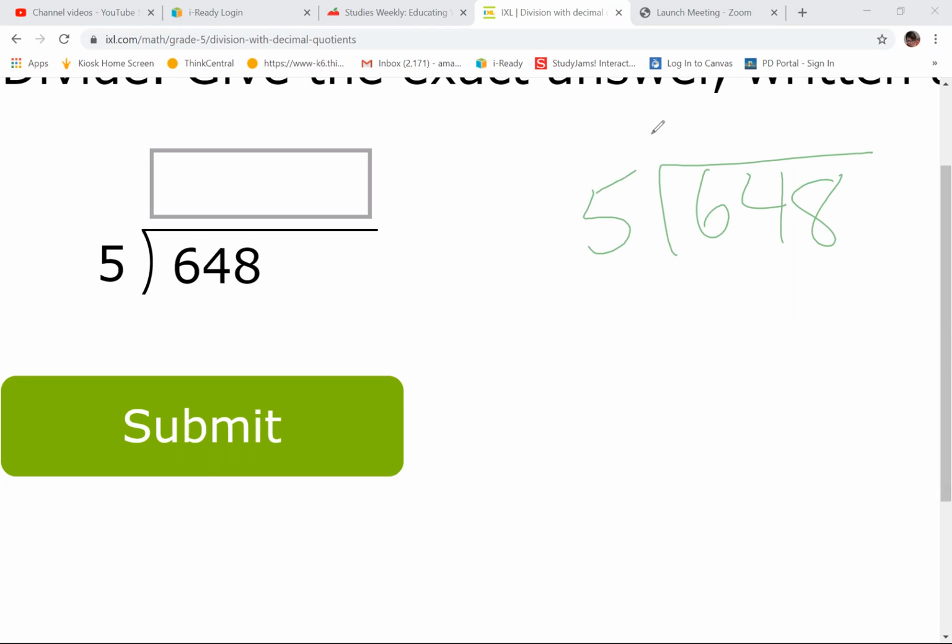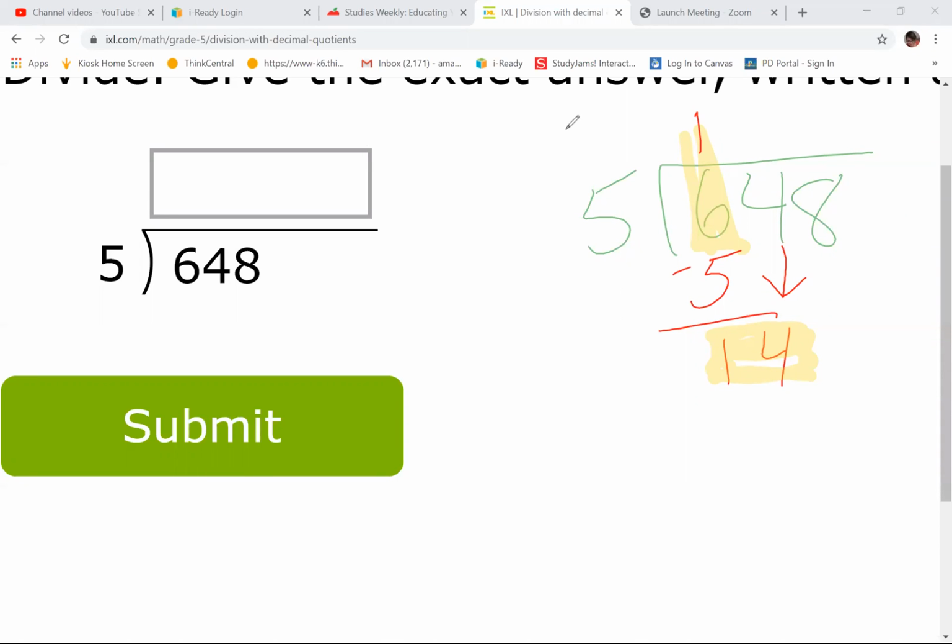Okay, I'm going to start here. 6 divided by 5. Well, that's going to be 1, right? Because 1 times 5 is 5. And when I subtract, I have 1. I bring down that 4. I now have 14. So my new problem is 14 divided by 5.